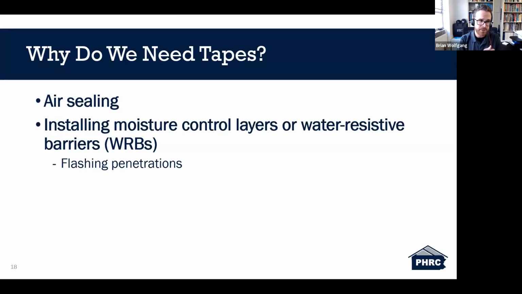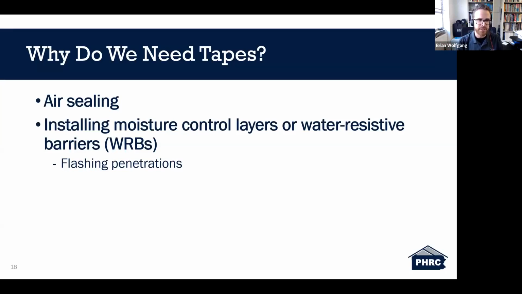It really comes down to those two core functions. First one, air sealing. Designing an air barrier system is going to require a combination of sheet goods, rigid products, gaskets, sealants, but also tapes. Trying to figure out how you can make that continuous as a system is critical.